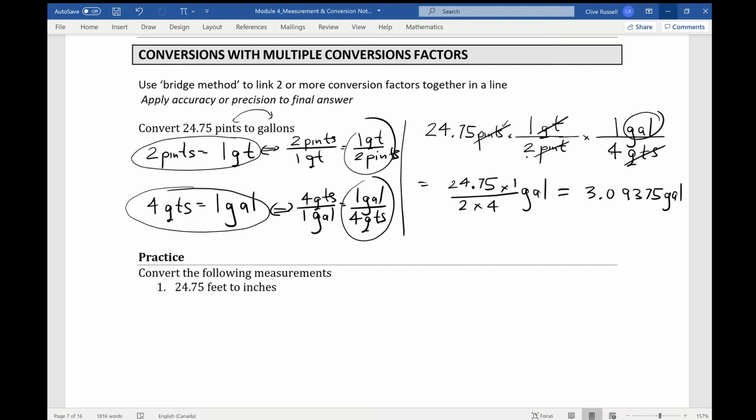But because our original measurement had 1, 2, 3, 4 significant digits, we need to have 4 significant digits here also. So it's going to be 3.09 and 4. The 3, we look to the right, is bigger than 5, so we add 1 here, and that is gallons.